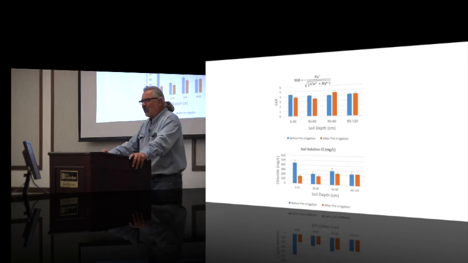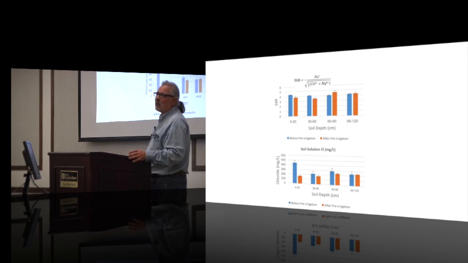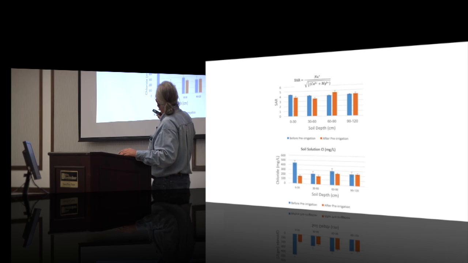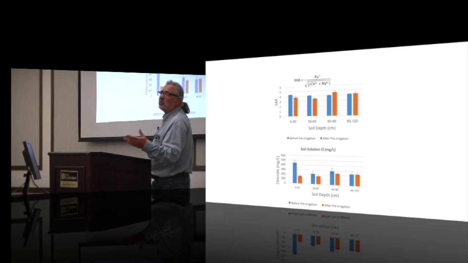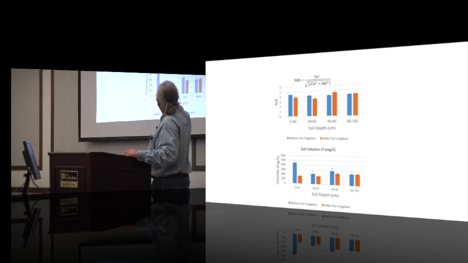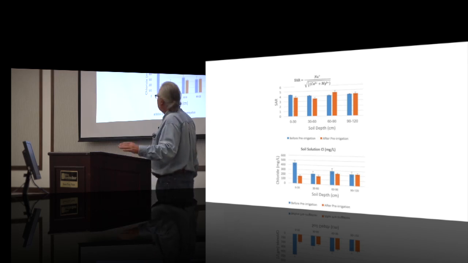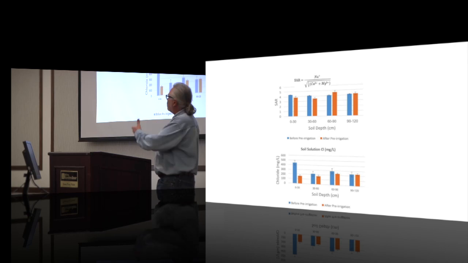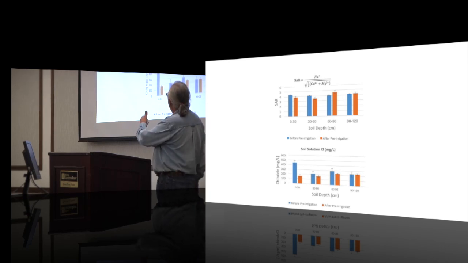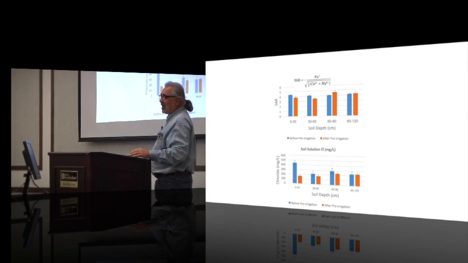Now, to the extent that we get leaching, fortuitously, we're getting rid of the bad actors preferentially. This shows that we lowered the sodium absorption ratio, which means we're preferentially leaching out sodium relative to calcium and magnesium. And we lowered the chloride. We're preferentially leaching out chloride relative to sulfate. So to the extent that we do get leaching, as we got it in this pre-irrigation event, we're preferentially moving out the bad actors.